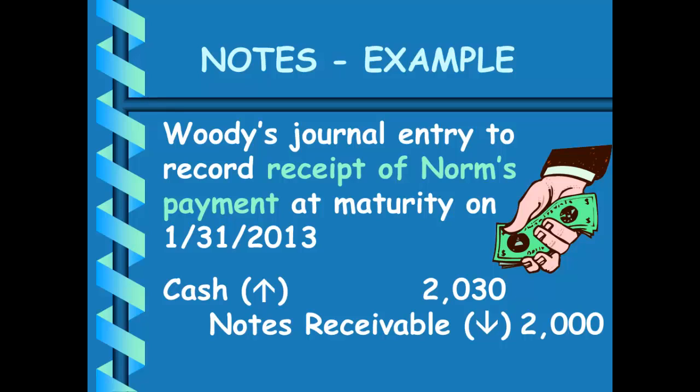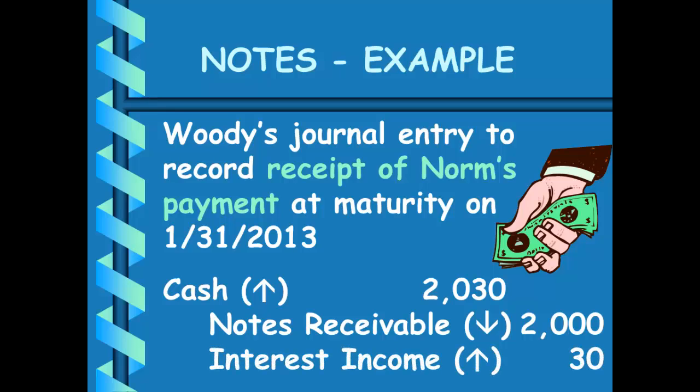That entry doesn't balance. To make it balance, I need another credit for $30. The credit goes to interest income. Remember, revenue, income, earned, three words that mean the same thing. So debit cash for what I get, the maturity value. Credit notes receivable for the principal only. Credit interest income then for what I earned.